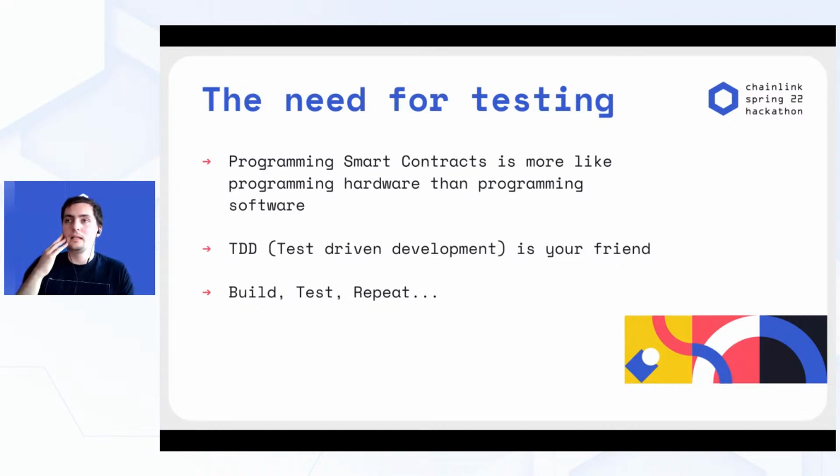That's basically a technique where you first write your tests, which fail, of course, and then you write the implementation of the smart contract to pass those tests. So basically: build, test, repeat. That will be your main flow.